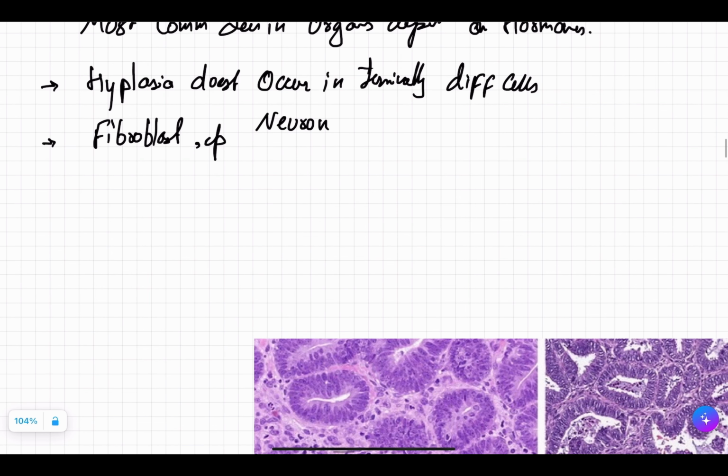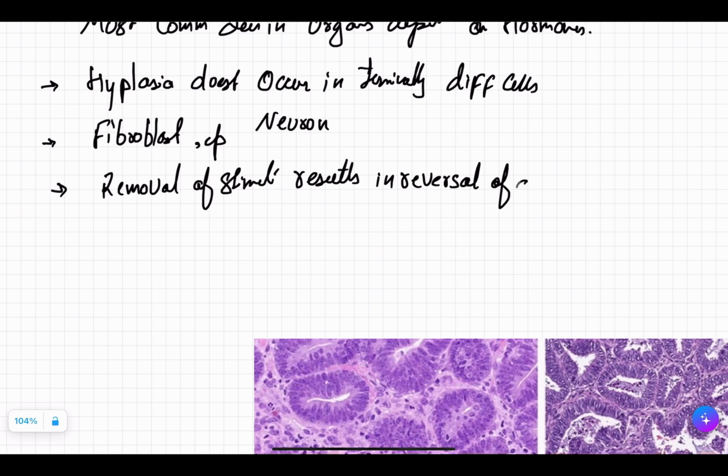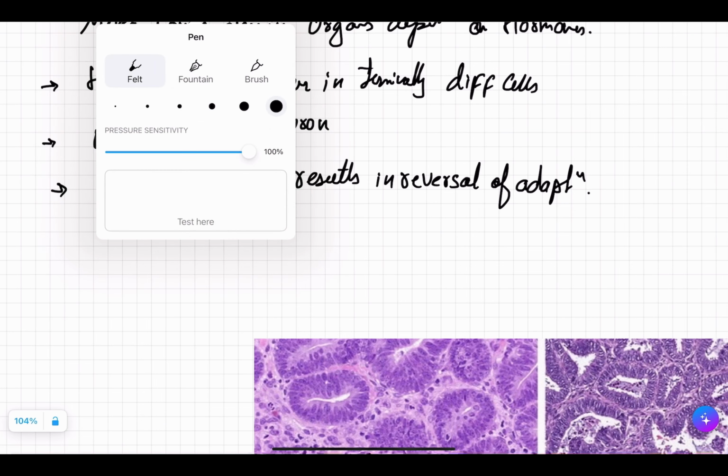One more thing, as I told you earlier, if you remove the stress, the cellular adaptation is also reset. So yes, removal of stimuli results in reversal of adaptation. Got it? This is your hyperplasia.